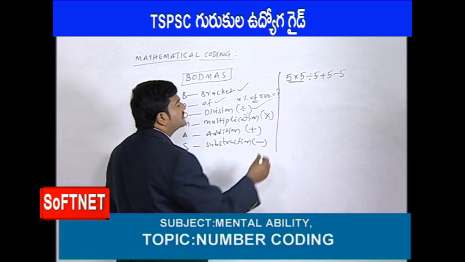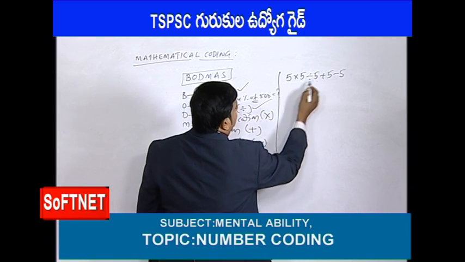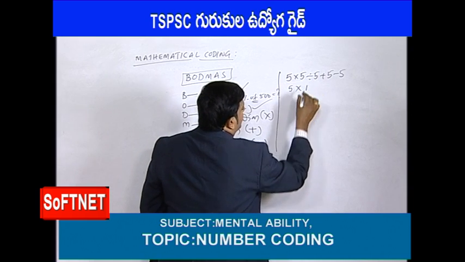Okay, so instead of multiplying 5 into 5, now what will you do? We have to divide this first. 5 into, as usual, 5 divided by 5. How much will I get?